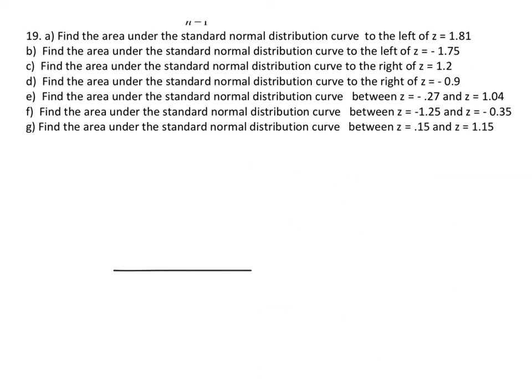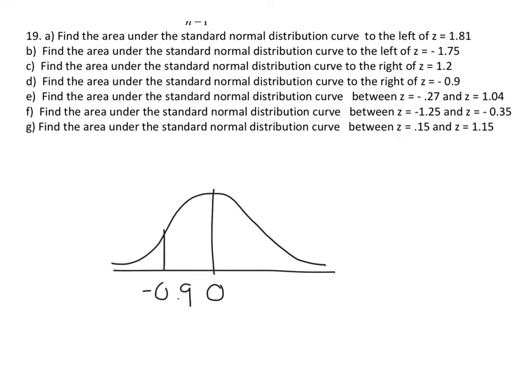Okay, now part D. Now we're looking under the standard normal to the right of z equals negative 0.9. So here is our 0. Negative 0.9 is going to be over here, right? And again, it doesn't really matter exactly where you draw it in. It doesn't need to be perfect. I probably drew it too far over, probably a little bit closer to 0, but that's fine, as long as you put it in the right direction. So negative numbers should be to the left of 0, positive numbers should be to the right of 0.